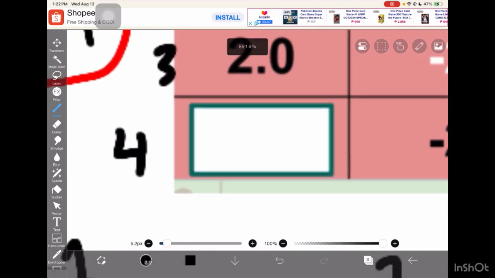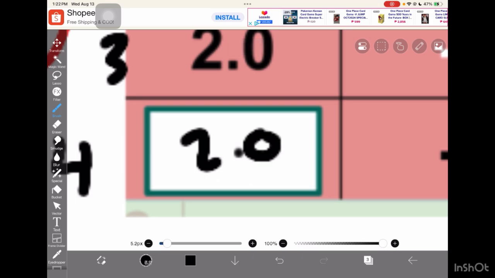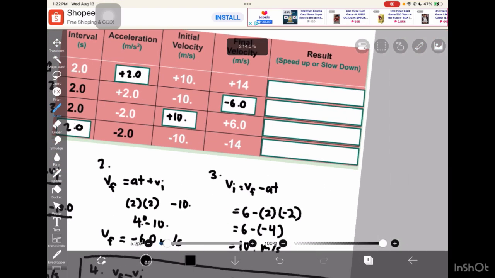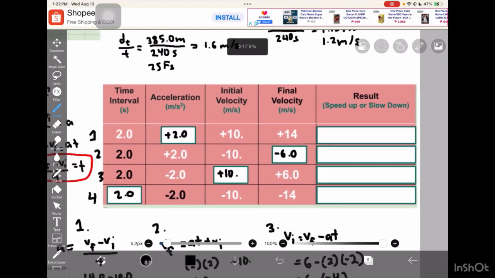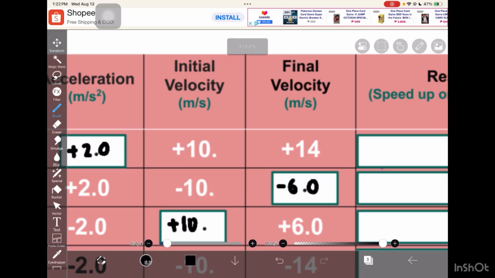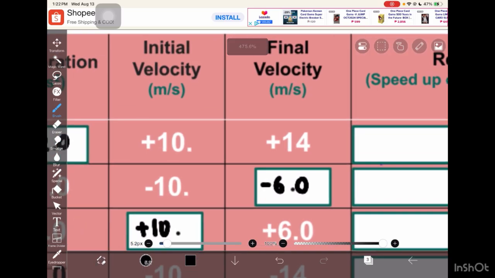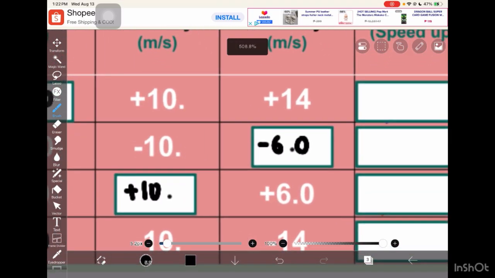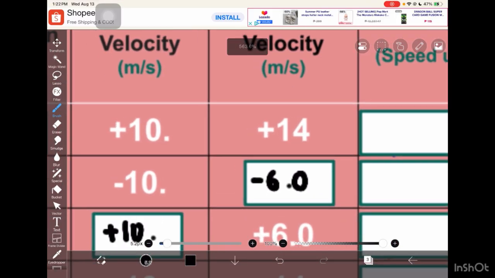Okay, let's just check. So this is correct, and correct. Okay, yeah, this is all correct, but let's see if it's speeding up and slowing down. It speeds up when the final velocity is bigger than the initial velocity. By the way, this is just taking the raw numbers, so you don't have to check the minus. Just ask yourself, is 14 bigger than 10? If yes, it's speeding up.